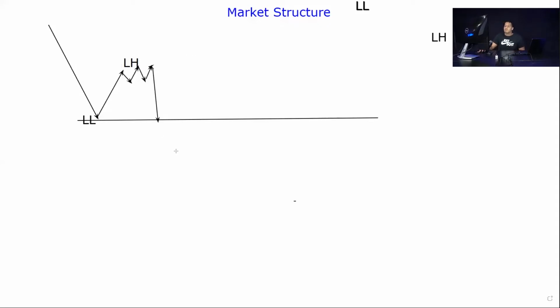And then you get your break of the lower low, letting you know that this is continuing on a downtrend. So you're waiting for the pullback, the retest of the lower low or the retest of the lower high. And that's when you would enter into a trade, at the retest of the lower low or at the retest of the lower high.